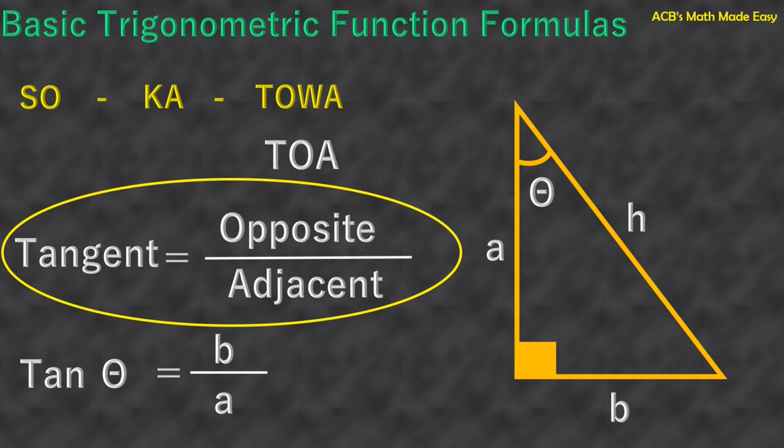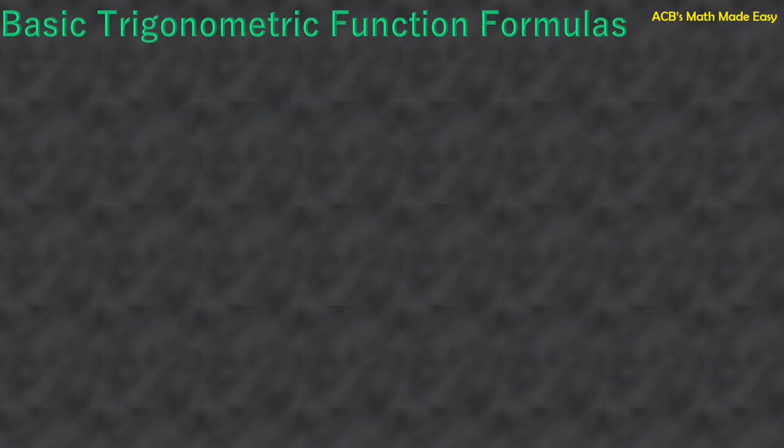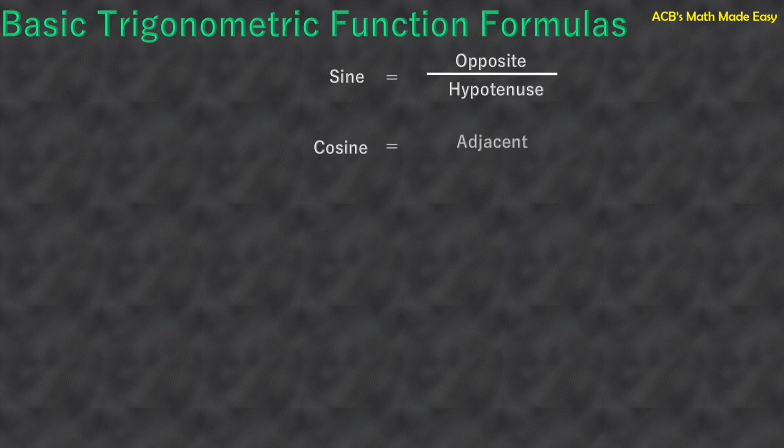Now, you've already memorized the formula because of SOH CAH TOA. And from this, we can get the formula of the other three functions, which are cotangent, secant, and cosecant. And I will show you the trick. We have learned the formula by knowing SOH CAH TOA: sine, which is opposite over hypotenuse, cosine, which is adjacent over hypotenuse, and tangent, which is opposite over adjacent.